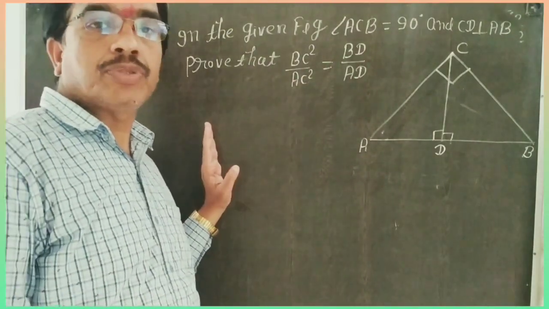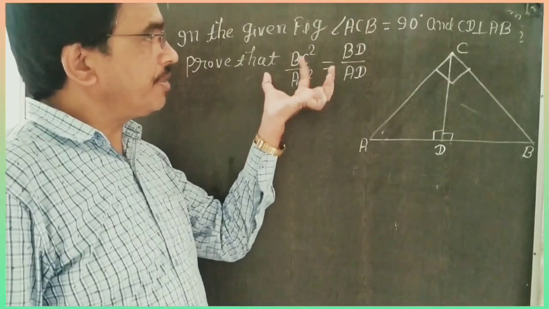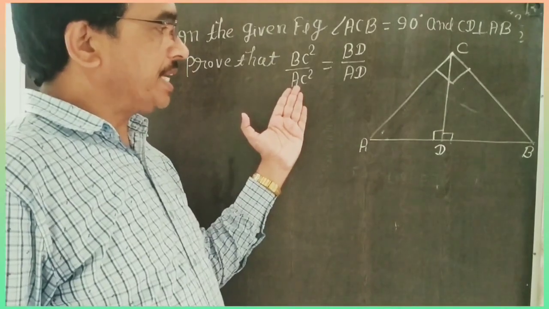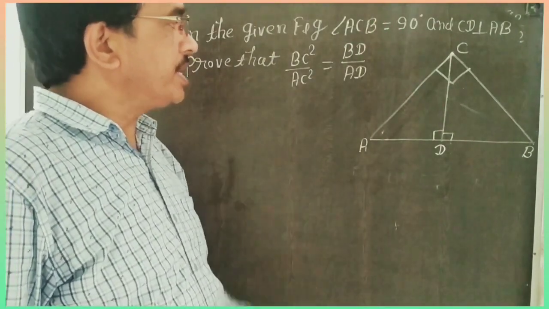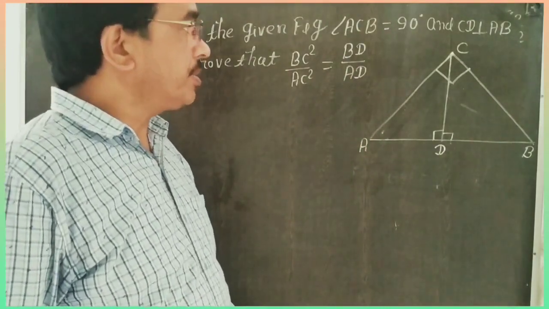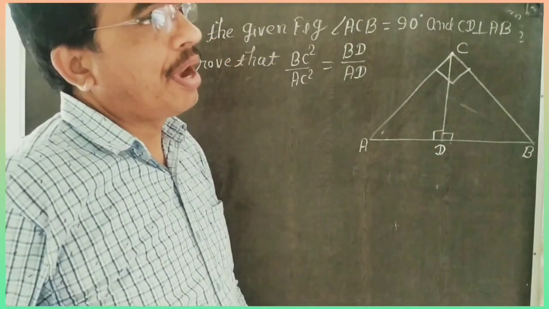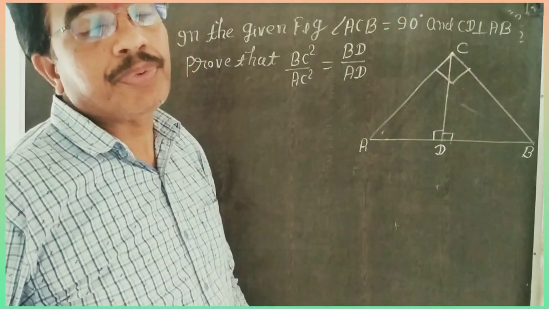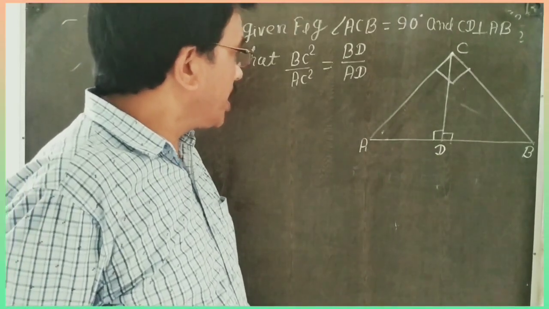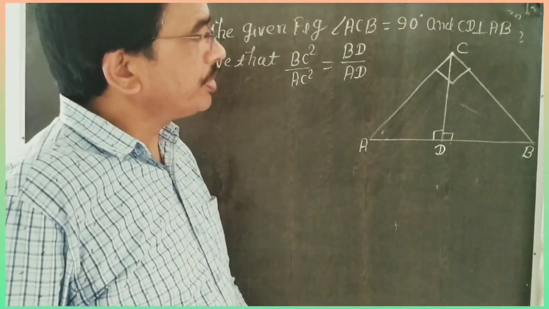In this question, your first thought may be to find BC square as DB square by DC square, then find AC square as DC square by AD square, and then divide. But that is not possible. There is another method to find the solution, and it depends only on the Pythagoras theorem. How do you prove Pythagoras? Think about it.